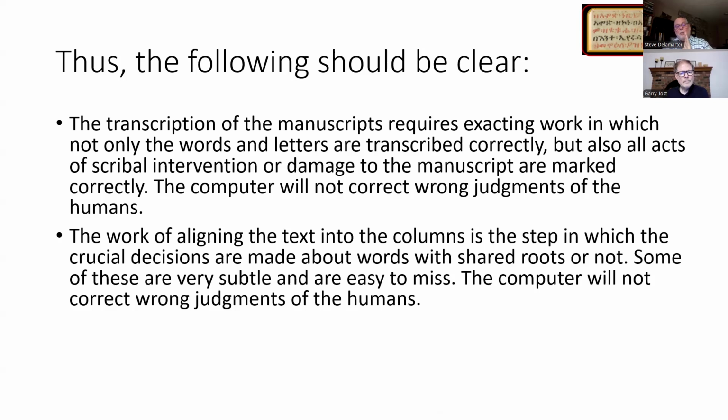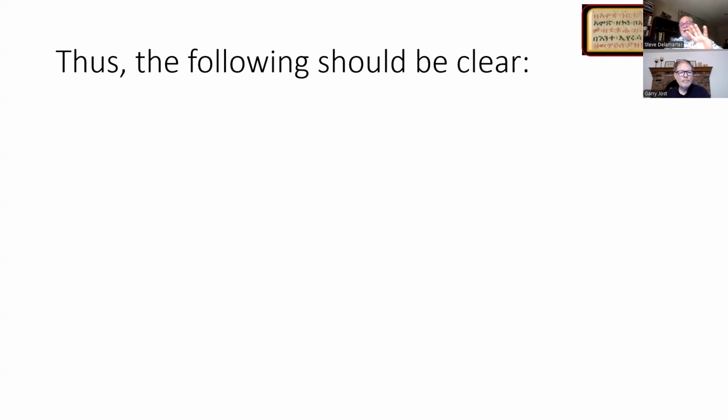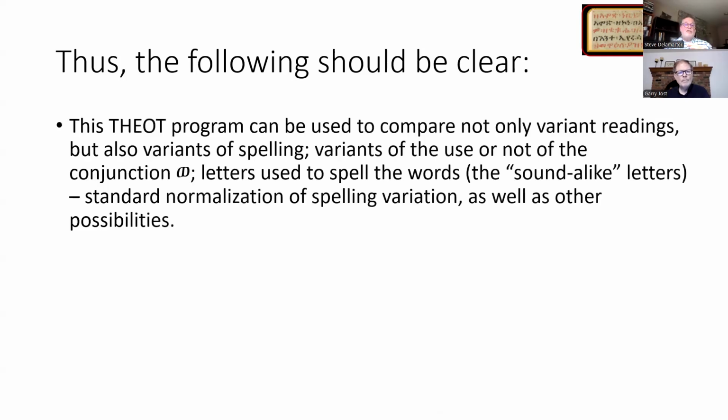And then the computer is not going to correct wrong judgments made by humans. The same points are true of the aligning of the text into columns. That is also a step in which the crucial decisions are made about words with shared roots or not. And some of these are very subtle and are easy to miss. Once again, the computer will not correct wrong judgments of humans. Now, those two points speak to what we did in the project, but now we're hoping that it's also clear that this kind of strategy can help us go in lots of different directions.